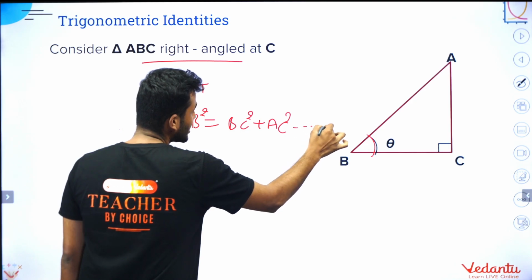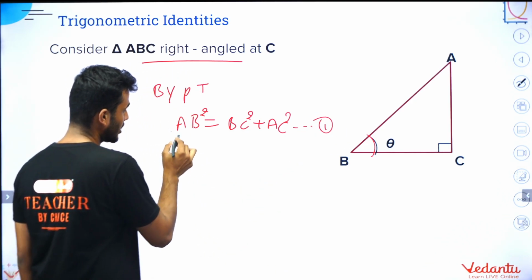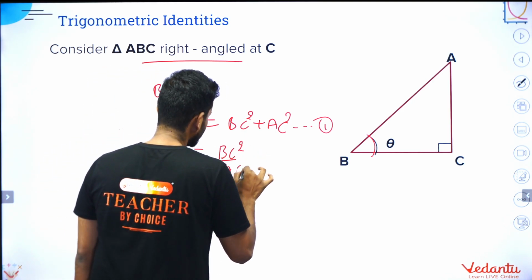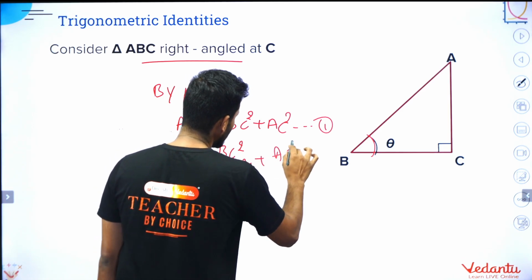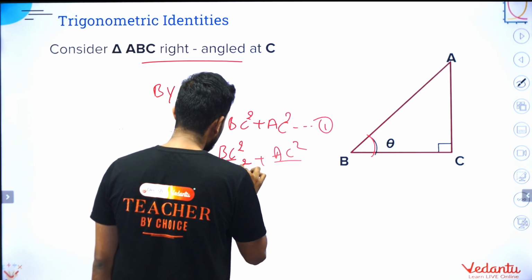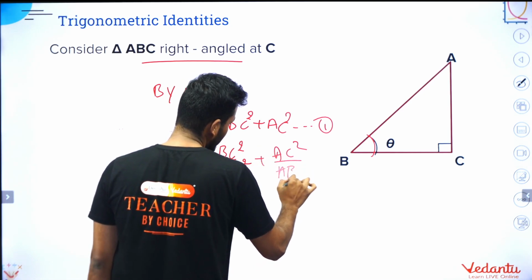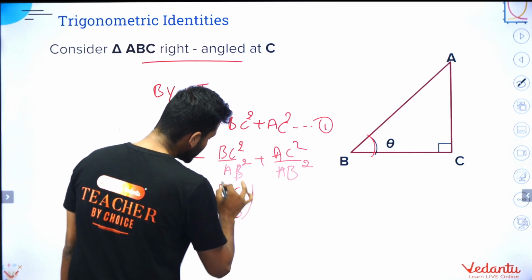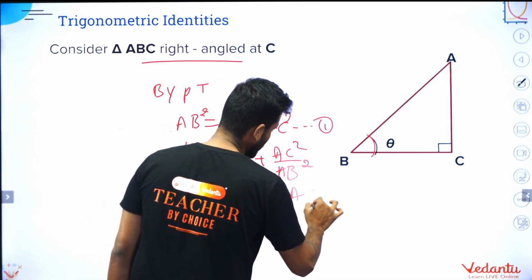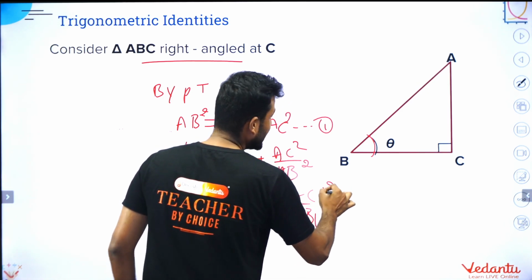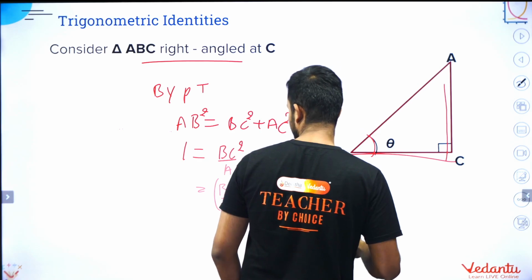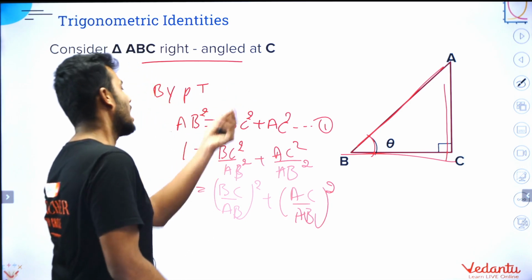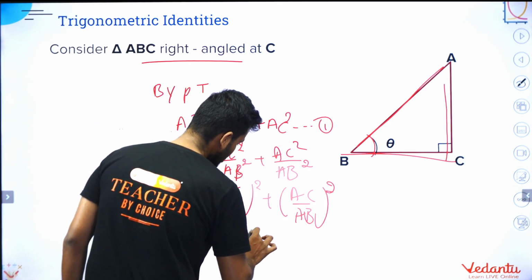Then divide this equation by AB square. Then the left side becomes 1, equal to BC square plus AC square, all by AB square. We can write it like this: BC by AB whole square, similarly AC by AB whole square. BC by AB, adjacent by hypotenuse, is nothing but cos square theta.